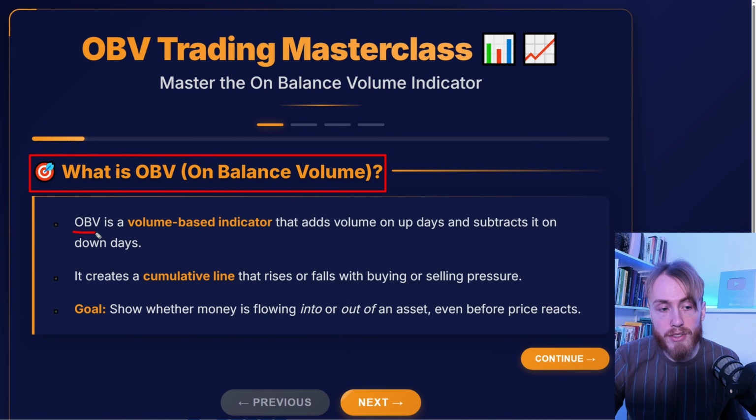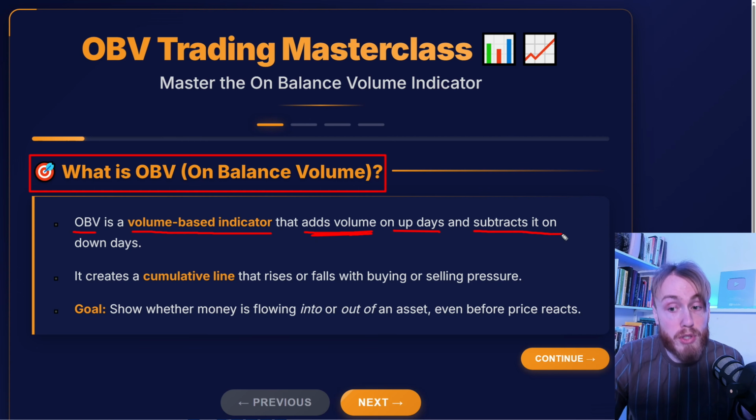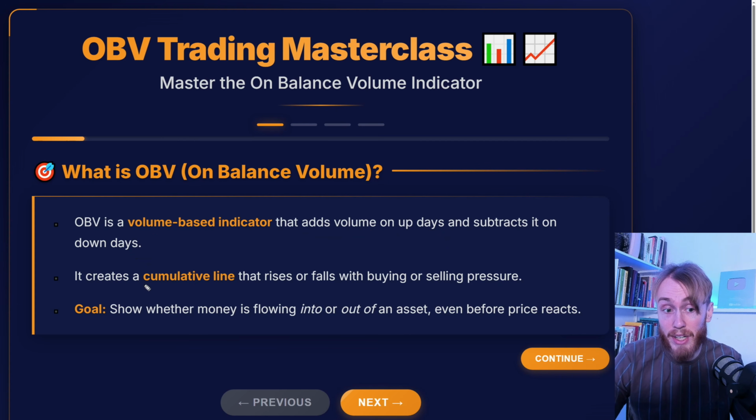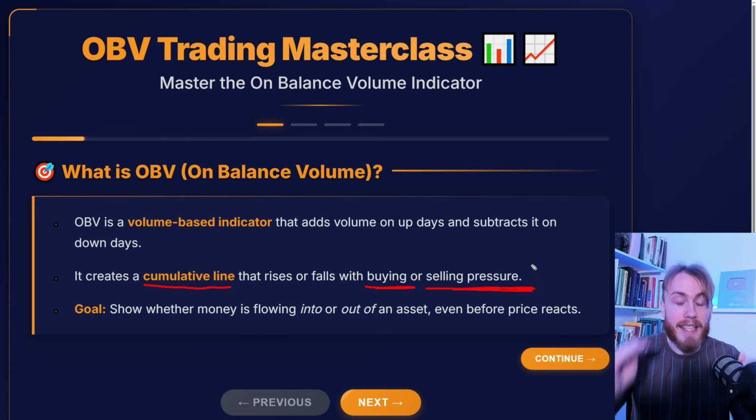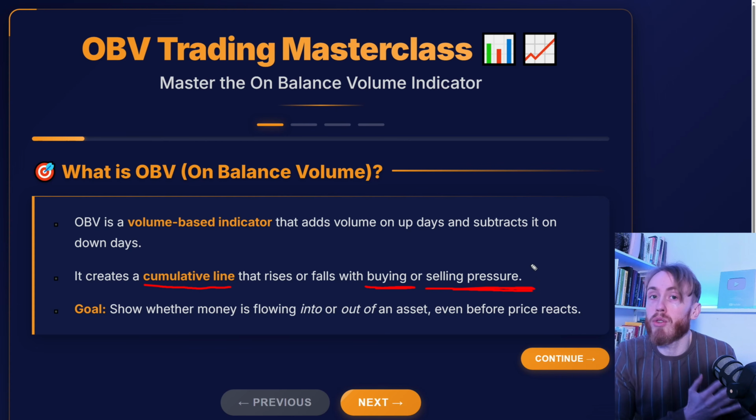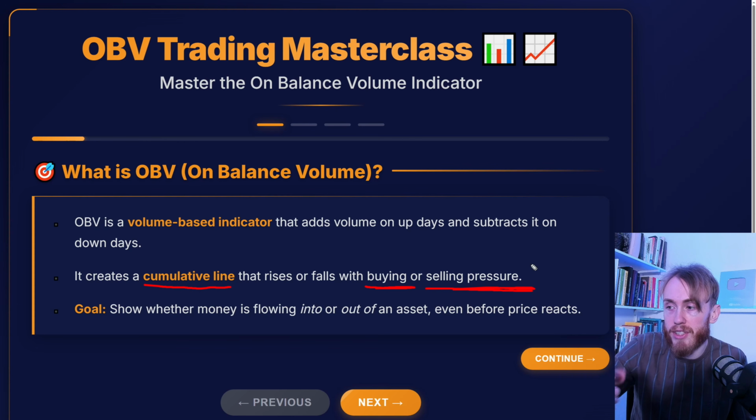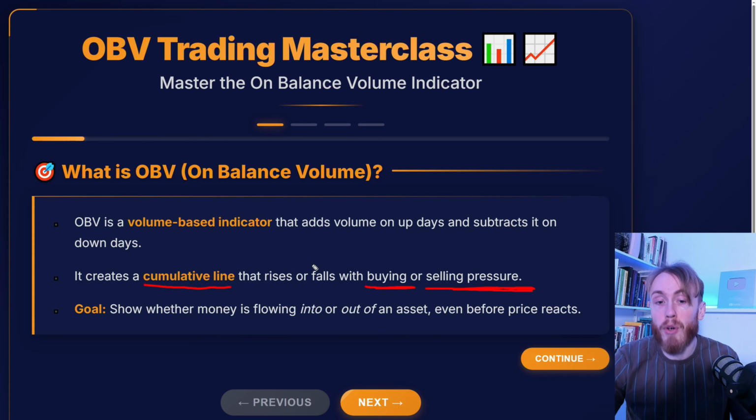Well, the on-balance volume is a volume-based indicator that basically adds volume on up days and subtracts it on down days. And here, and this is very important, it creates a cumulative line that rises or falls with buying or selling pressure. So the exact value of the line is actually not that important. If you compare it with other indicators like the RSI, with the RSI the exact value of the line is important, but for the on-balance volume, the direction of the line is much more important.